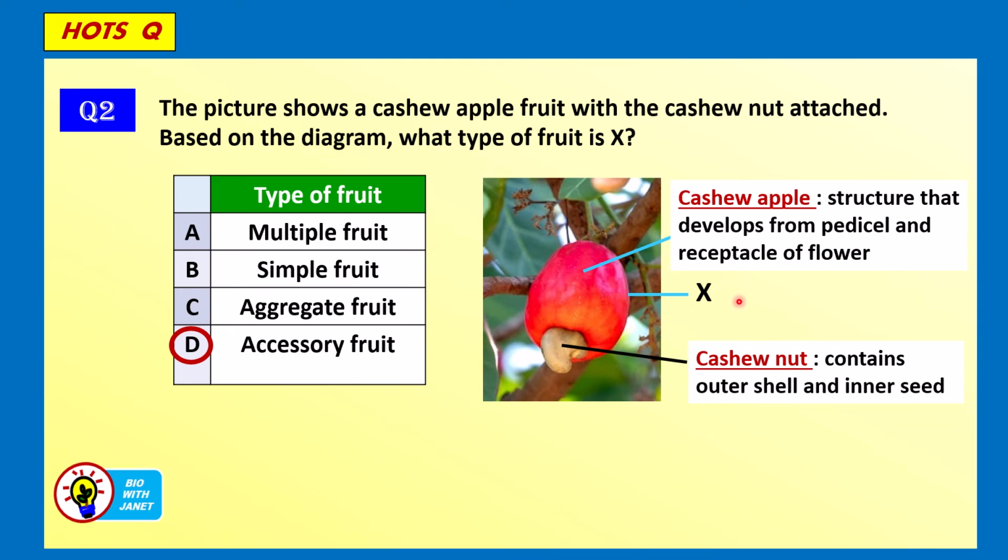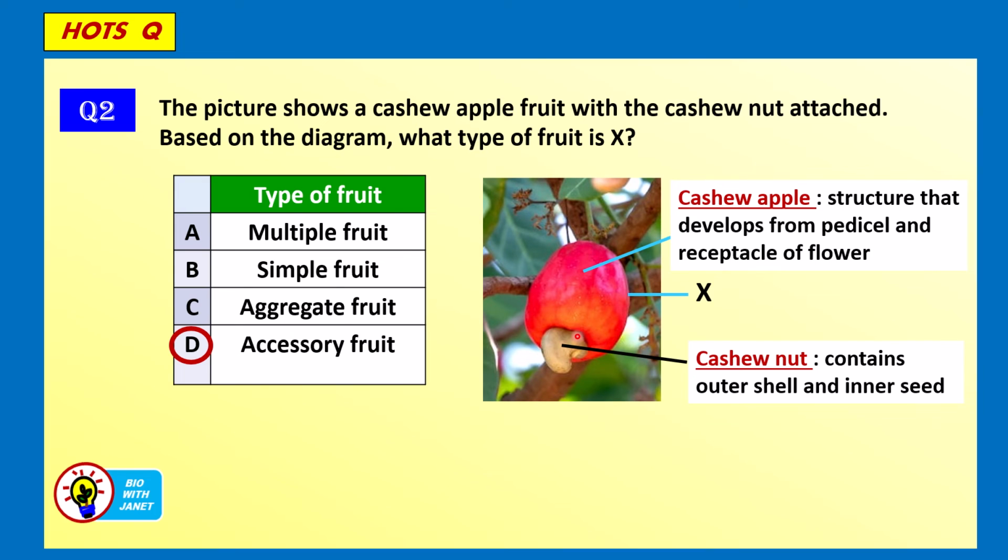Because the cashew apple, or X, develops from the pedicel and receptacle of the flower, and it did not develop from the ovary, it is called an accessory fruit. The O in accessory stands for other than ovary. The fruit develops from parts other than the ovary. So the fruit here developed from the pedicel, which is the stalk, and the receptacle of the flower. The pedicel and receptacle are found below the flower, at the base of the flower.